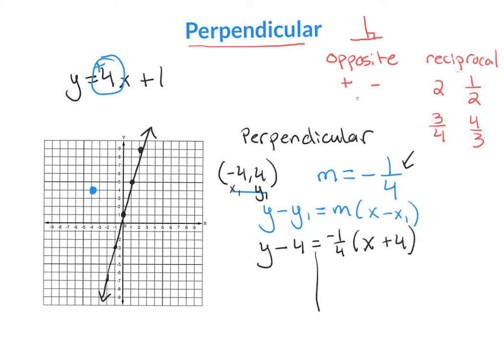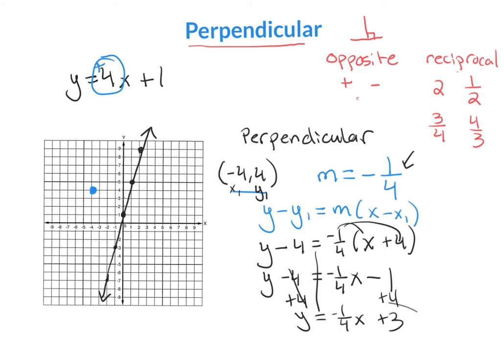Okay, solve, distribute. So y minus 4 equals -1/4 x. Negative times a positive is negative, and then 4 times 1/4 is 1. Last step, add 4, add 4. So y equals -1/4 x plus 3.